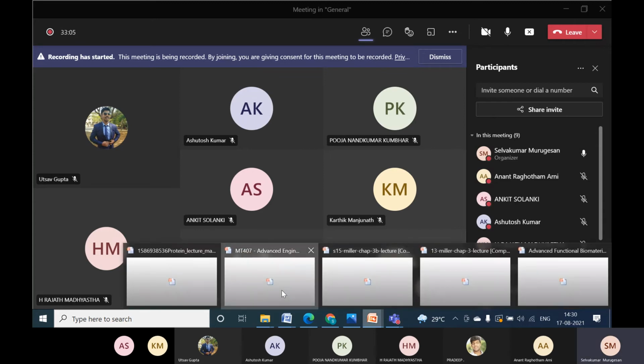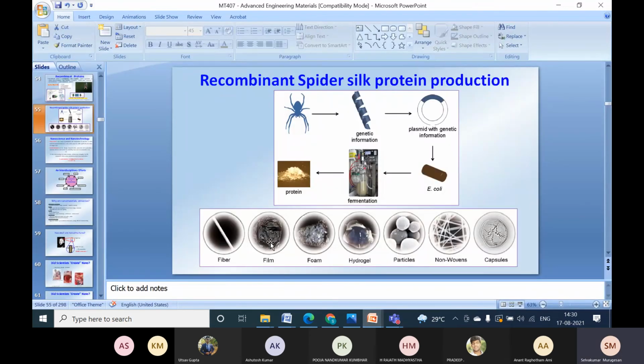And what about the other terms like films? Films, everybody knows, thin film. And what is foam? If during the fabrication, either solution casting or friction stir casting or any other fabrication technology, we introduce some sort of gases, maybe helium gas or any other gases, even oxygen as well, what will happen?